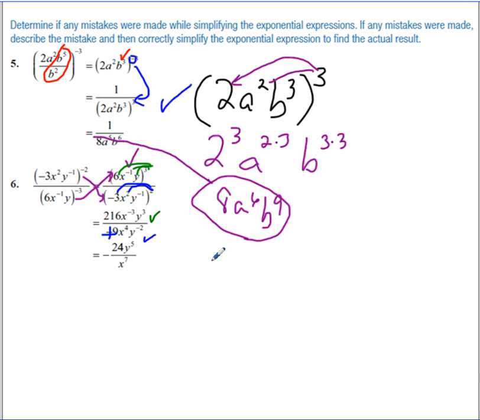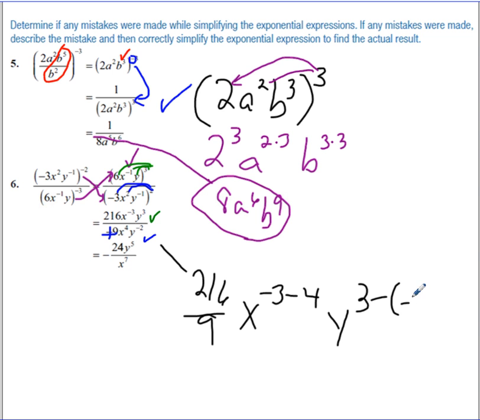So now when we simplify our last step, remember we'll take our 216 over 9 and simplify. For our x, we're taking our top exponent of -3 and subtracting off our bottom exponent of 4. That looks like -4. I'll just put -4 without the parentheses. For our y, we have the top exponent of 3 minus the bottom exponent of -2.